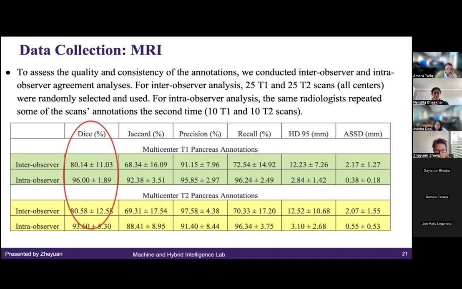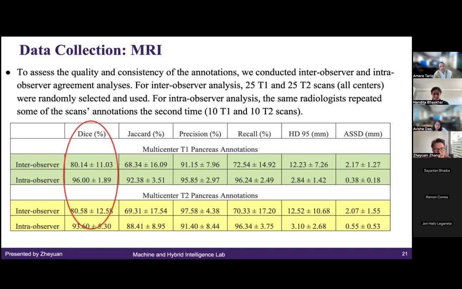And we can find that for the inter-observers, we can achieve a dice of about 80-something, for T1 and T2. And for intra-observers, we can achieve a segmentation dice of about 96.